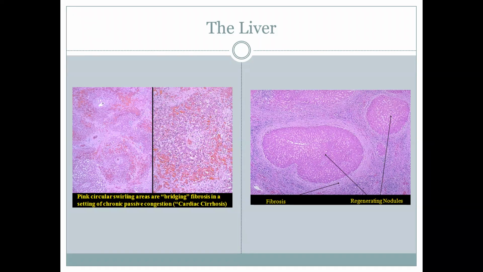Centrilobular necrosis will be followed by fibrosis. In this case, the fibrosis is going to start in the central zone of the hepatic lobule and will extend towards other central zones, forming regenerative nodules in the process, what is known as cardiac cirrhosis.